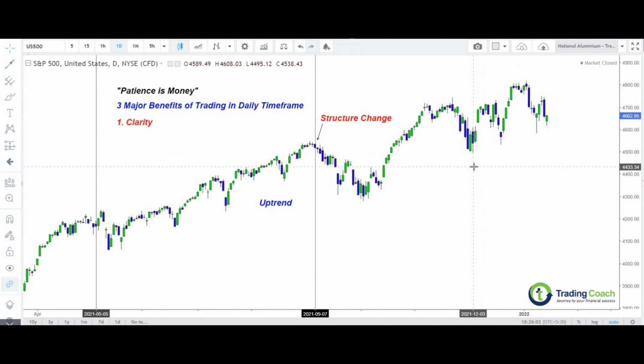This type of clarity in reading price action is something that we will get only in the 1-day chart. If you go to a lower time frame like 5 minutes, 15 minutes, etc., you won't get this kind of clarity in the market. So clarity is one of the major benefits of trading in the daily time frame.